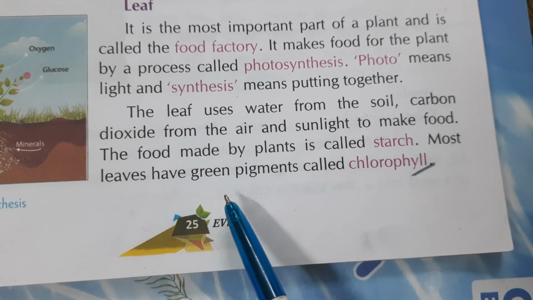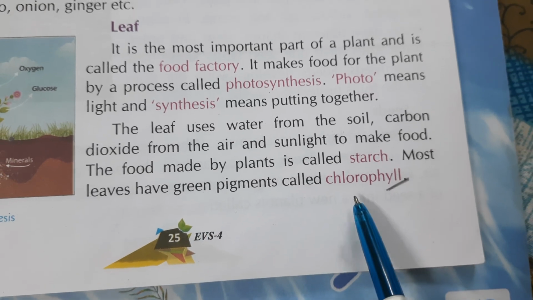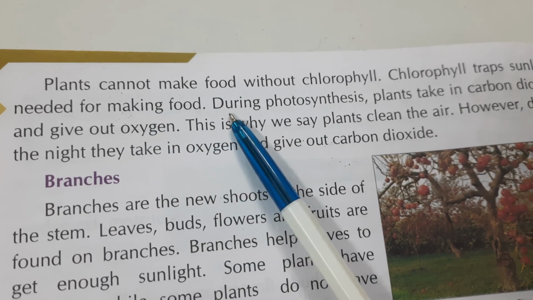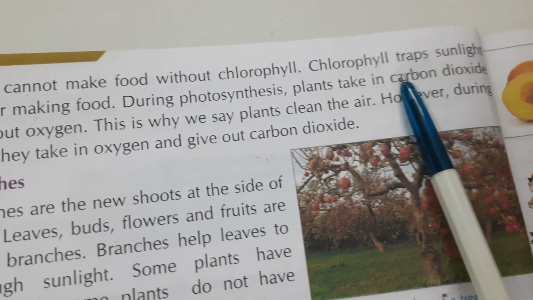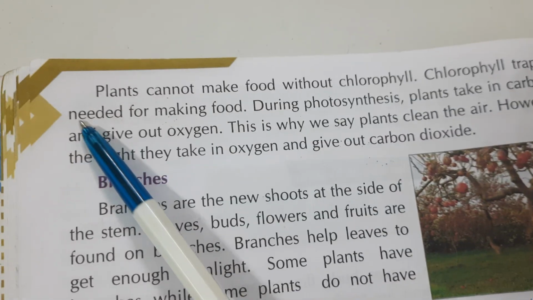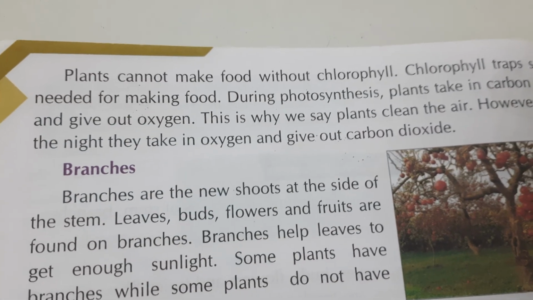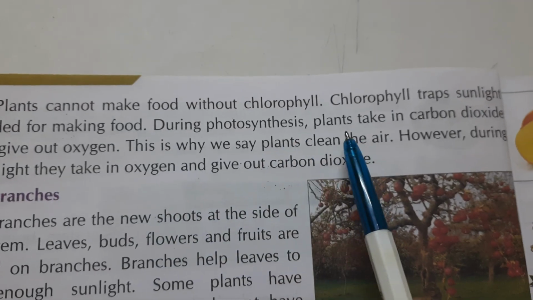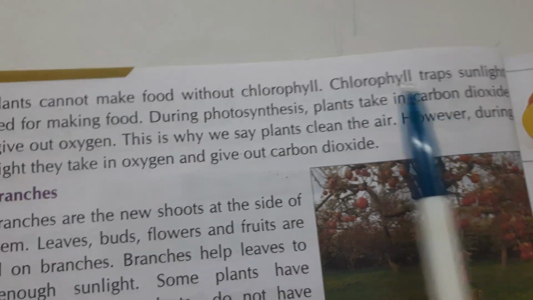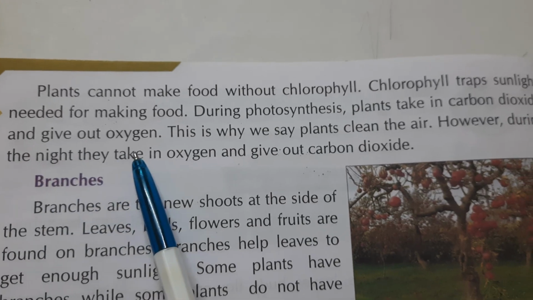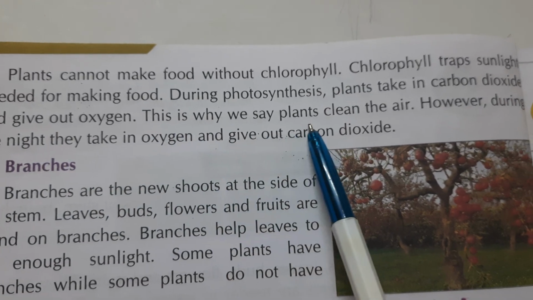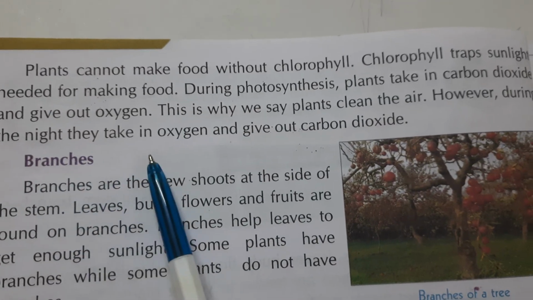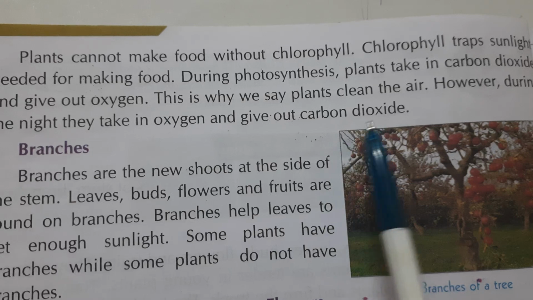Most leaves have green pigments called chlorophyll. Plants cannot make food without chlorophyll. Chlorophyll traps sunlight needed for making food. During photosynthesis, plants take in carbon dioxide and give out oxygen. This is why we say plants clean the air. However, during the night, they take in oxygen and give out carbon dioxide.